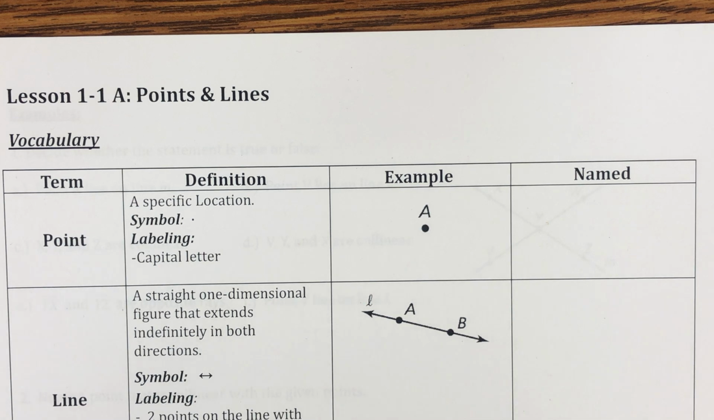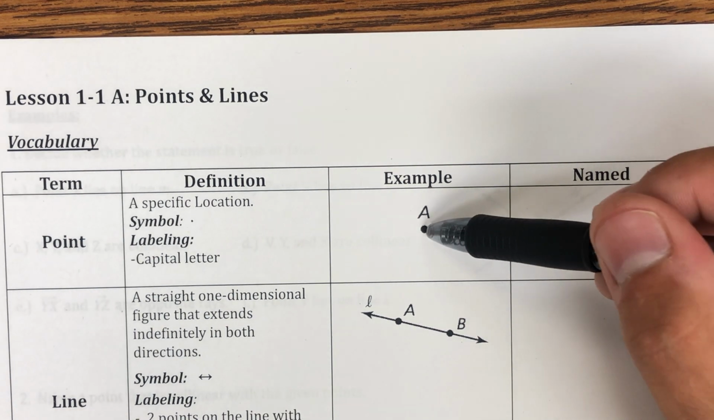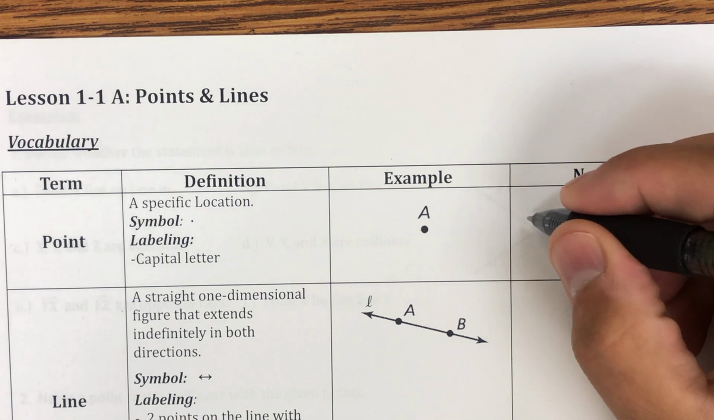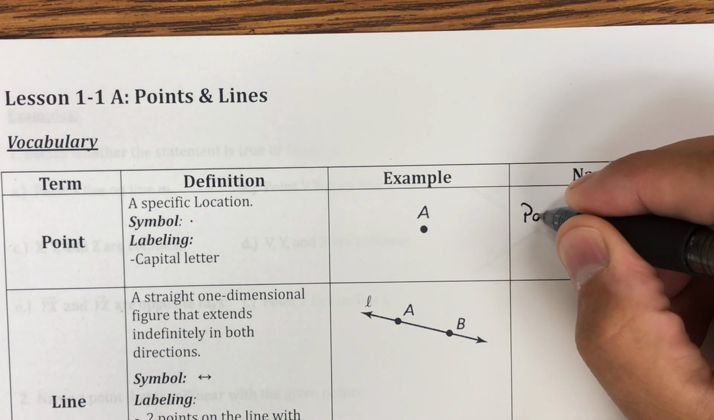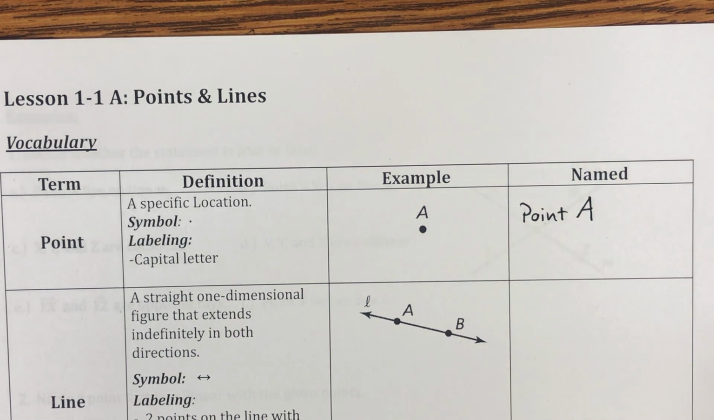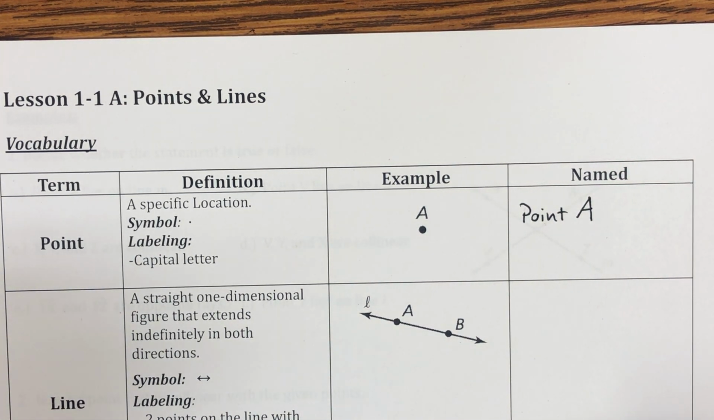So the first thing we're going to talk about is a point. A point is a specific location on a diagram. It's indicated with a dot and a capital letter above it. When I name a point, I would just say point A with the capital letter. If you name numerous points at one time, make sure you put a comma in between each one. So if I have to name numerous points like point A and B, I would put point A, comma, B.